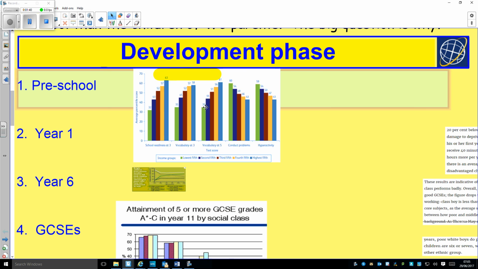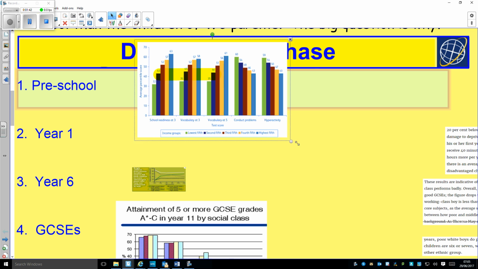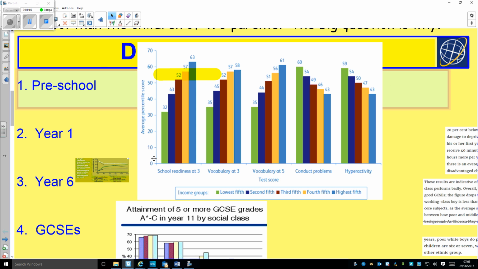So preschool. Here's some evidence. They measure kids' school readiness at 3, which means can they read and write a little bit, can they sit still? You see highest fifth, lowest fifth, green to blue, highest fifth, richest 20%, green, poorest 20%, and you can see when they're 3 years of age, 63% of the richer kids are ready for school, only 32% of the poorer kids.